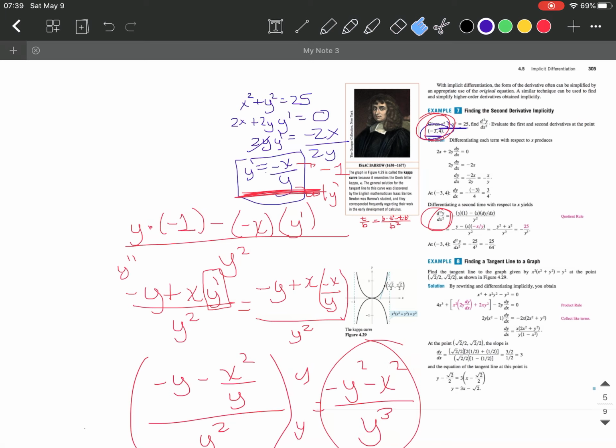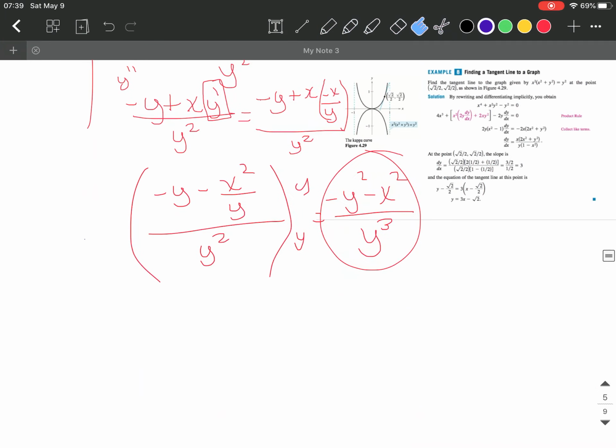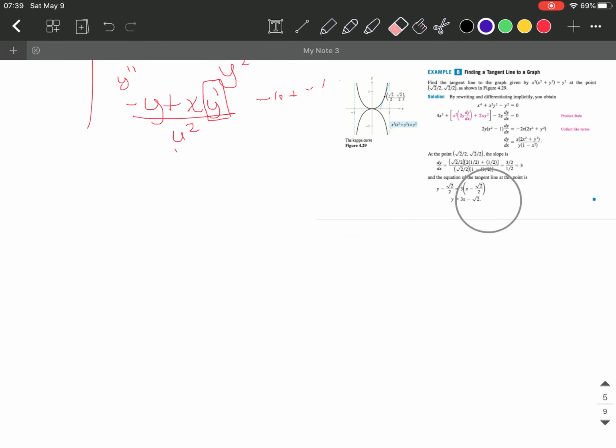So for the second derivative, first you find the first derivative, then you find the second derivative, and wherever you have y prime, you would substitute your first derivative. Whenever you write your answer, you have to say d squared y over dx squared equals, and whatever answer you get. Okay, let me erase this because we're going to need the space for the next problem.